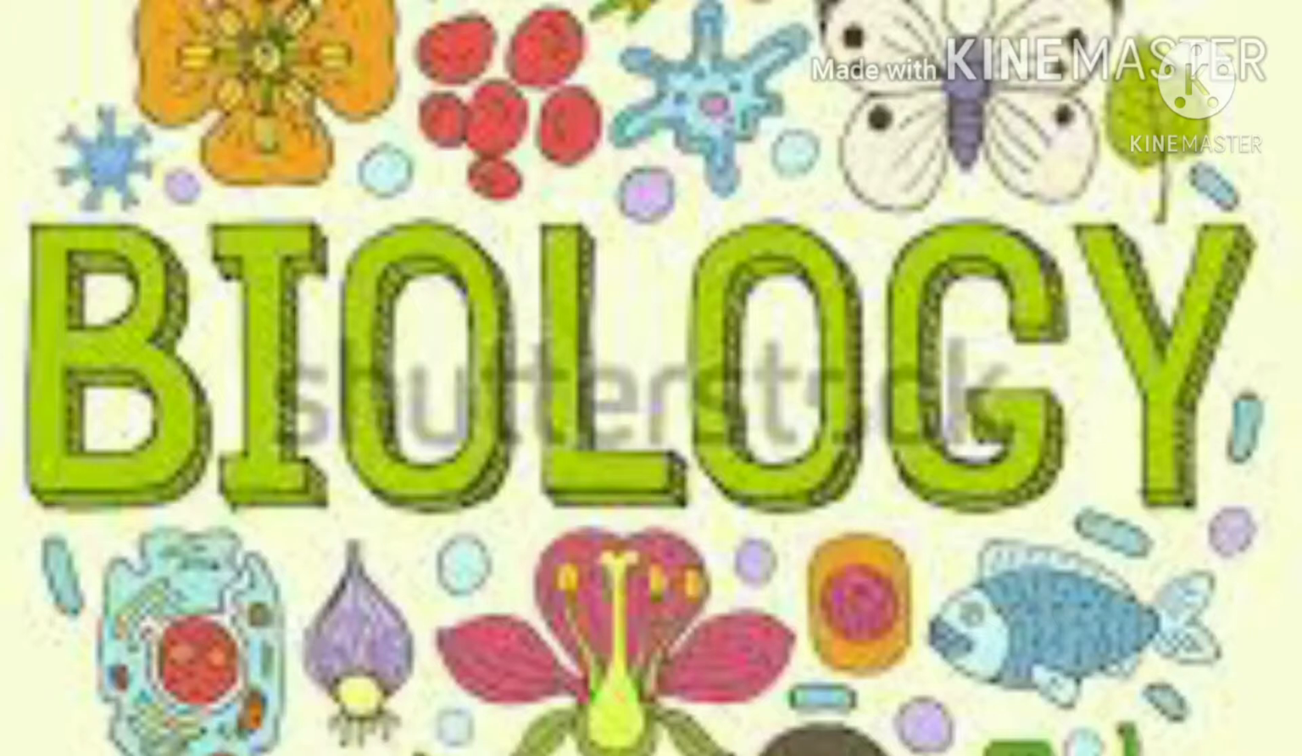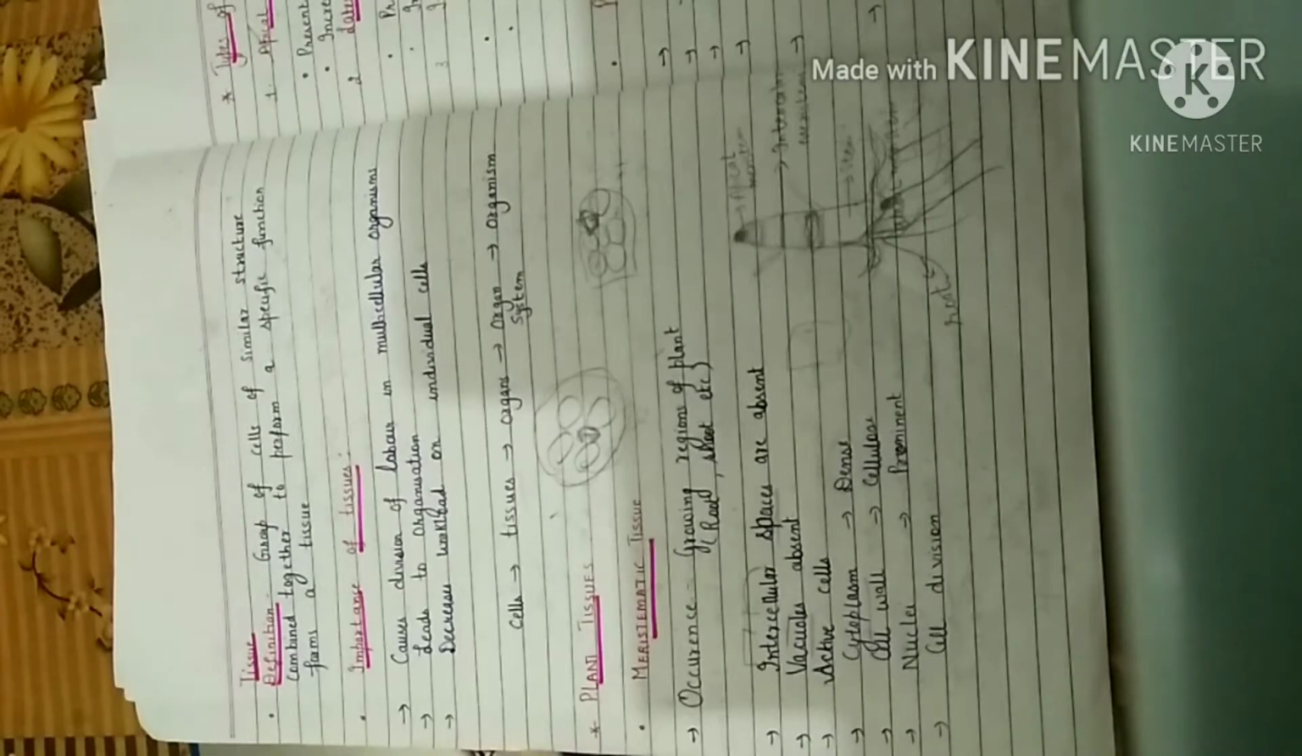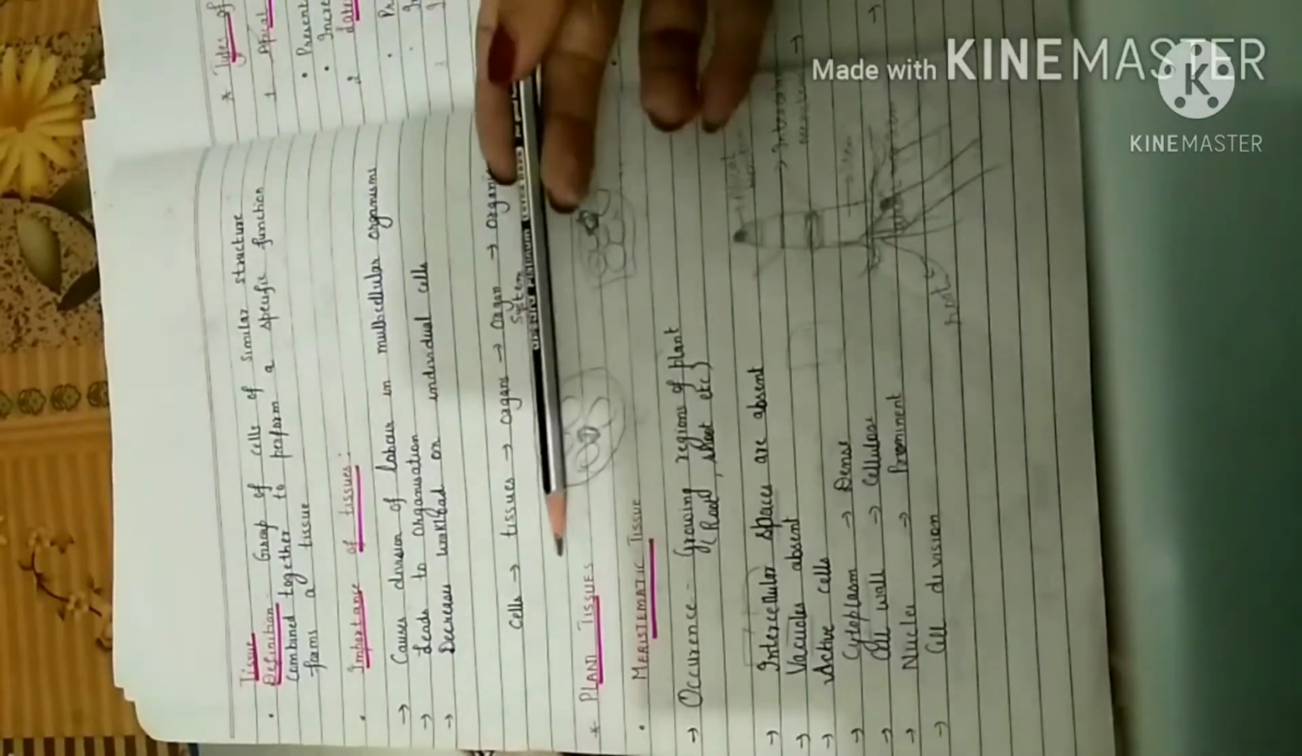So in today's video, we will study plant tissues and animal tissues in detail. We have already studied the types of tissue and types of plant tissue and animal tissue. Now we will study them in detail one by one. So let us first study plant tissue.